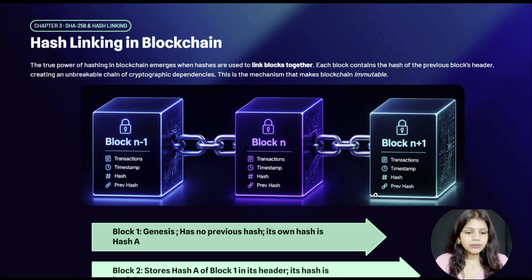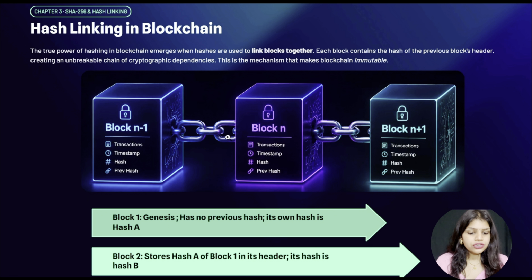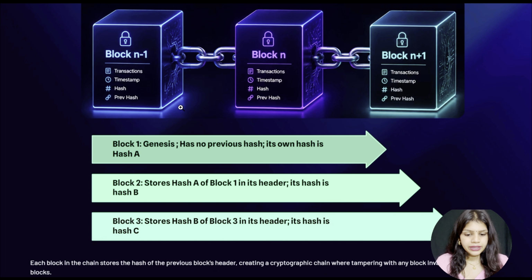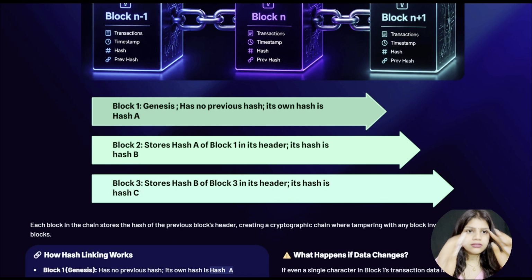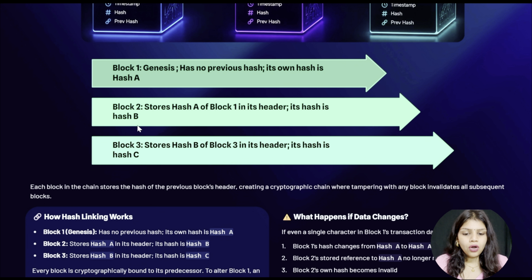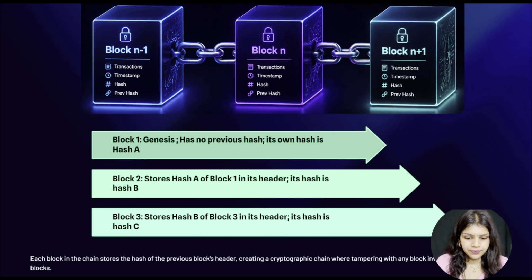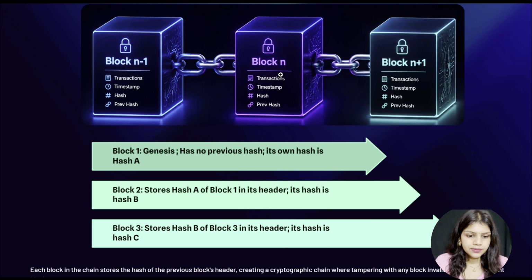So, hash linking in blockchain. This is the block structure. Block 1 is called Genesis: the block which doesn't have any previous hash is called Genesis. Its own hash is hash A. Now block 2 stores hash A of block 1 in its header. Suppose this is block 1, this is block 2, block 3.